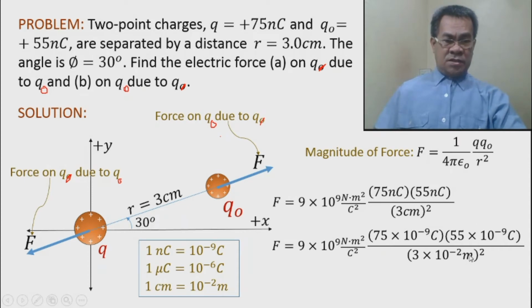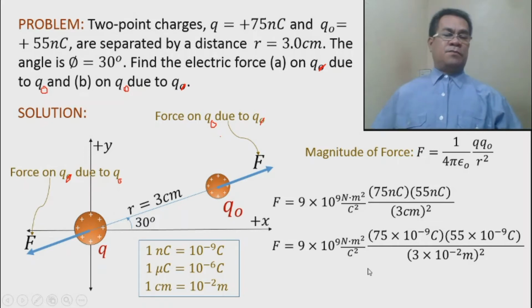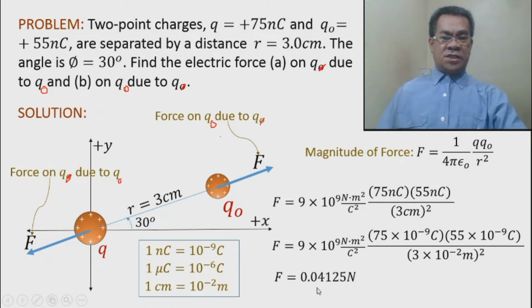Also this one. And for the centimeter to meter, we have to multiply this by 10 raised to negative 2, then square it. So, therefore, this is already C squared. So, you can now cancel the Coulomb. And this one will be squared, so the meter squared will be cancelled here. So, therefore, the remaining unit is only Newton. So, use your calculator.